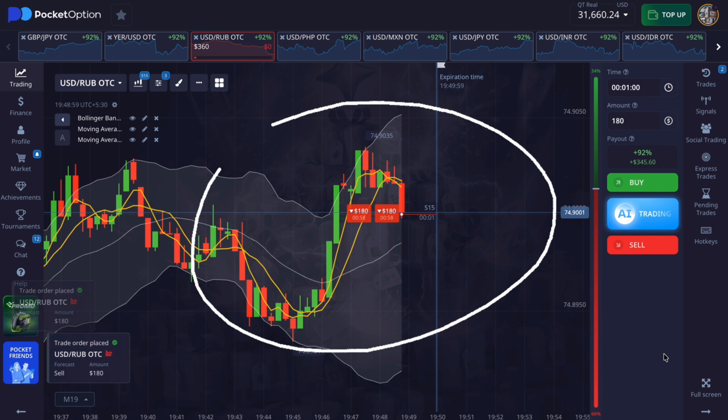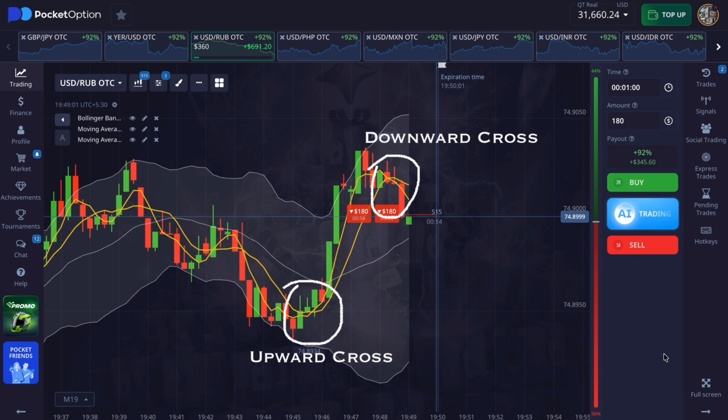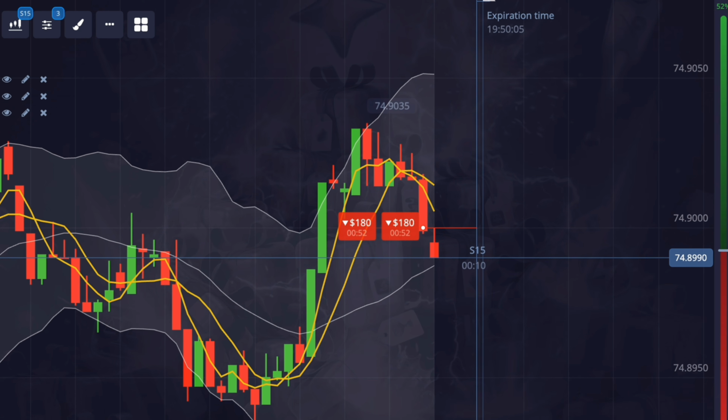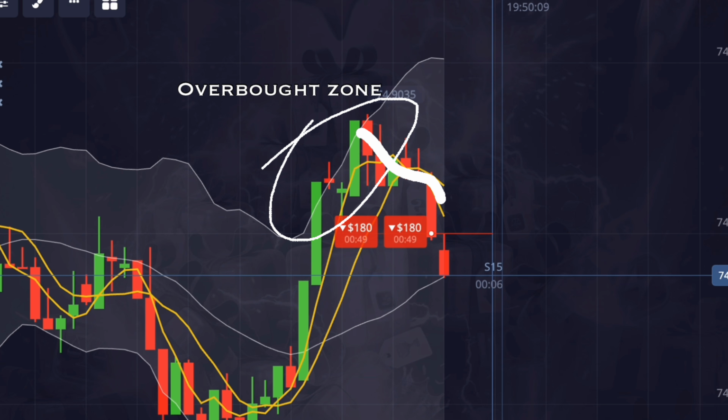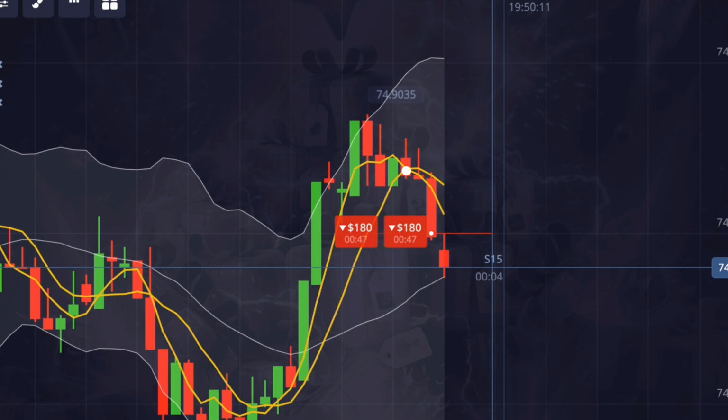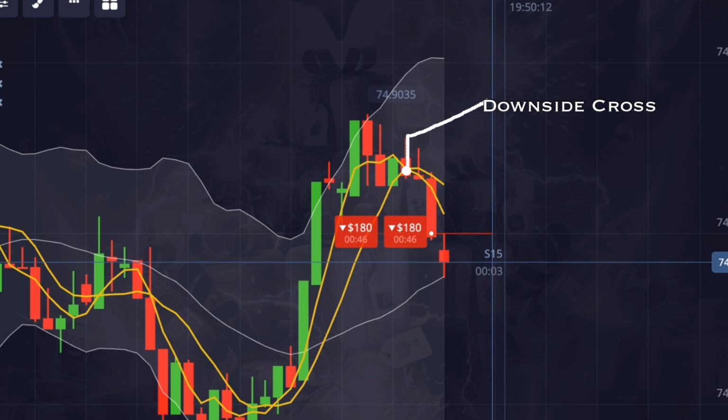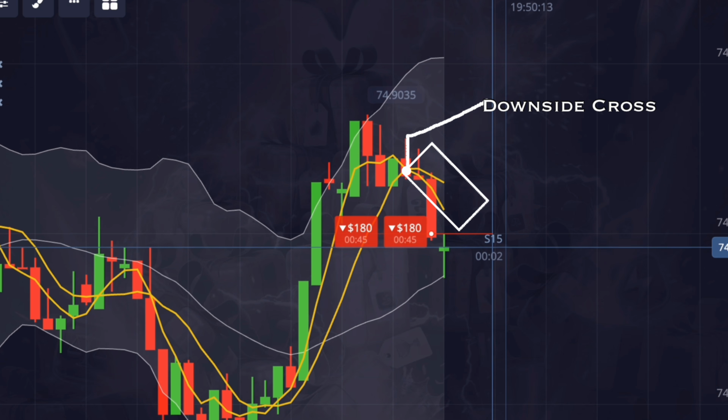So in this strategy, there is not much difficult analysis. We just need to focus on a few things. For example, here the market moved near the upper Bollinger Band and then started a downtrend again. This shows that the market is moving down from the overbought zone. At the same time, both moving average lines have crossed each other and turned downward, which is a good sign that a bearish trend may be starting.